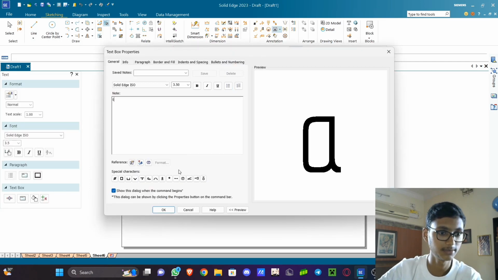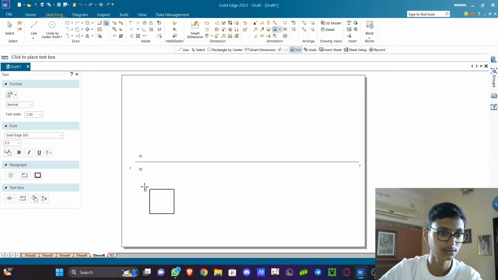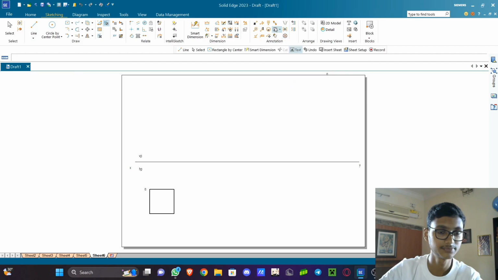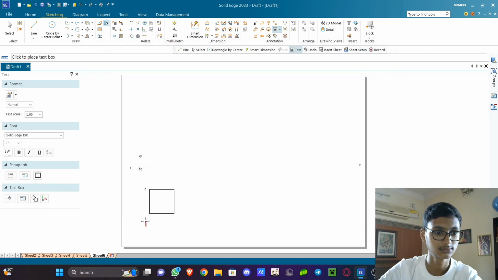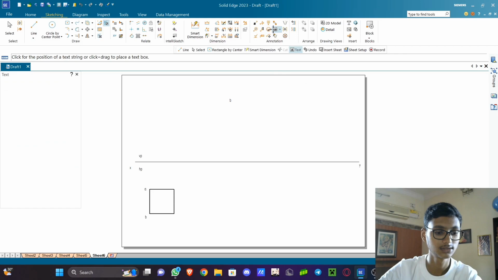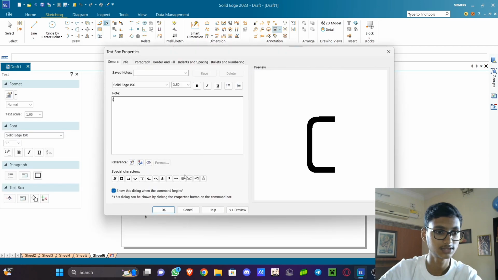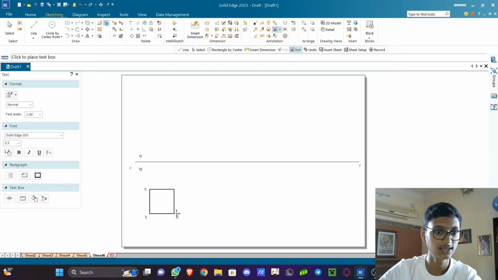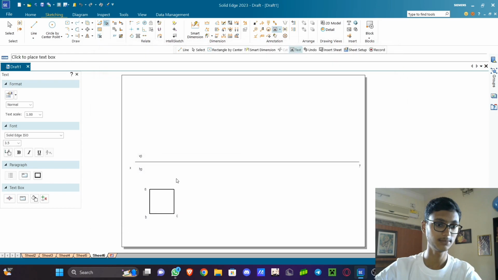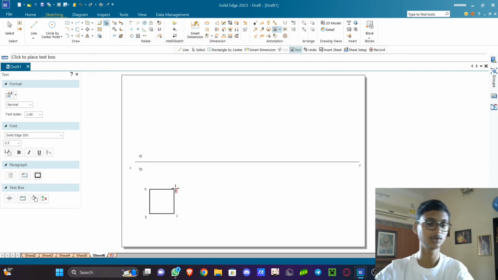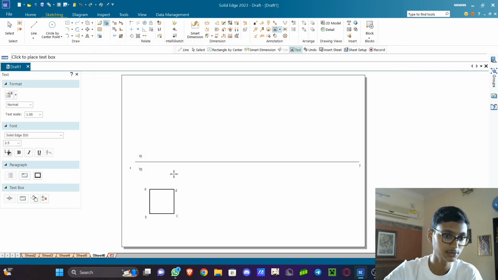First side I am naming as A, second side B, third side C, and fourth side D. The naming is as per your convenience. You can name it as PQRS also. And let us project these lines to the XY line.